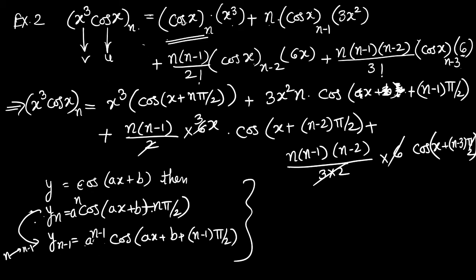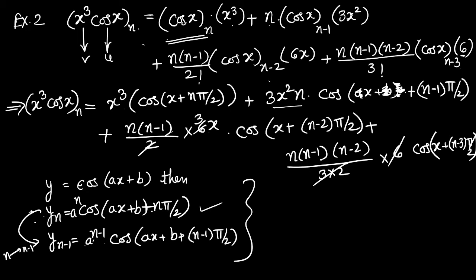Now here x cube as it is, cos x, its derivative by using this formula. We write down this value cos(x plus n pi by 2). Now secondly, the derivative 3x square, n term here, then cos(x plus (n minus 1) pi by 2). Third term n into n minus 1 upon 2 factorial into 6x. Now the next derivative is cos(x plus (n minus 2) pi by 2).